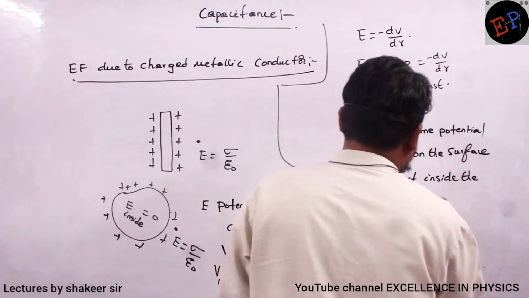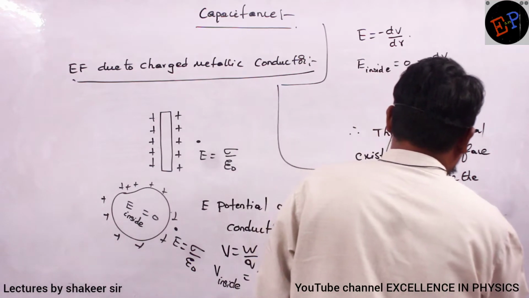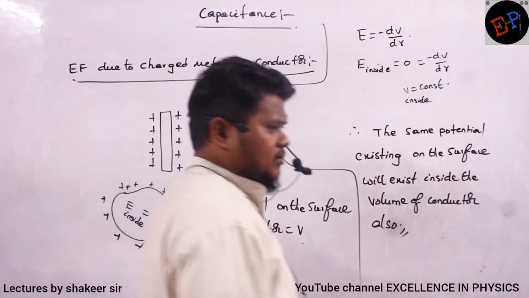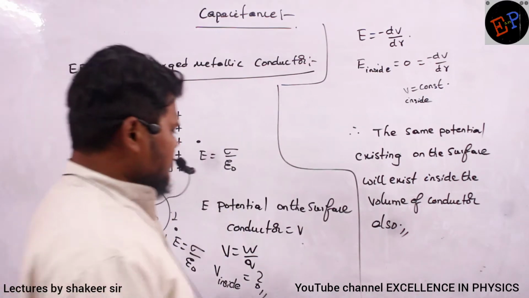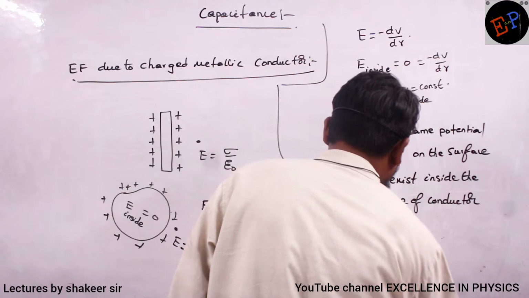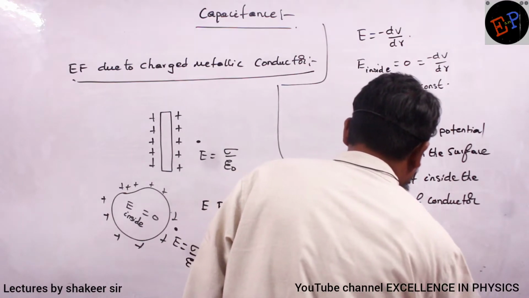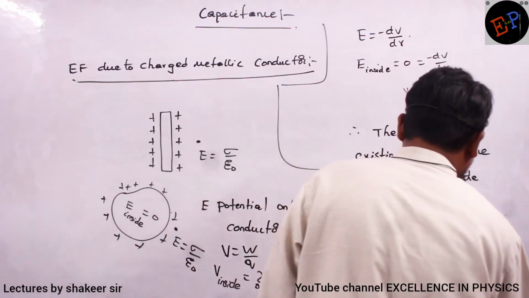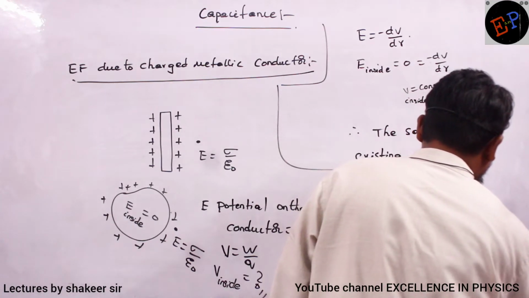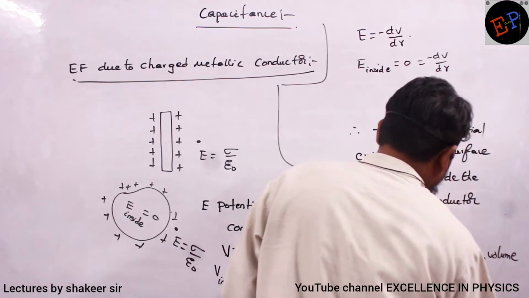Inside the volume of the conductor also. So therefore I say the potential existing on the surface must be equal to the potential inside the volume of the metal.